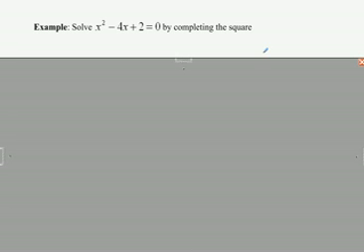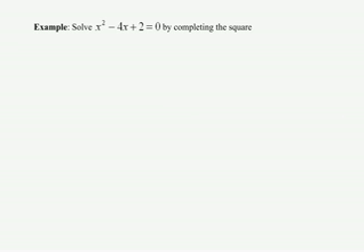So let's talk about an example where we're going to solve something by completing the square. How does that work? Well, our job is to set up something on the left-hand side of the equal sign that looks like a perfect square trinomial. So our first step would be to move the constant that doesn't give us that perfect square to the other side of the equal sign. In this case, that's subtracting 2 from both sides.